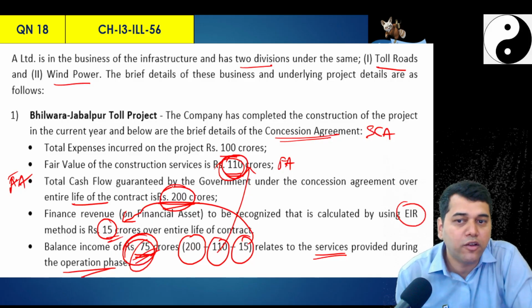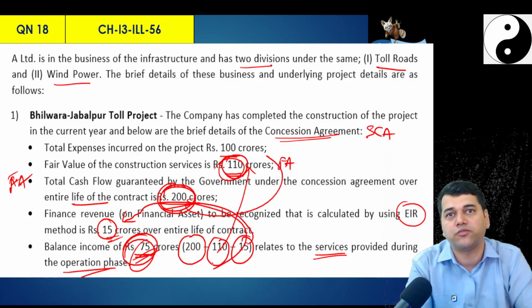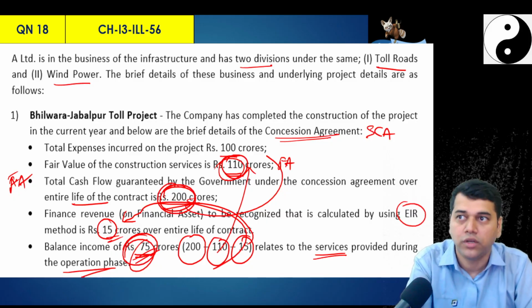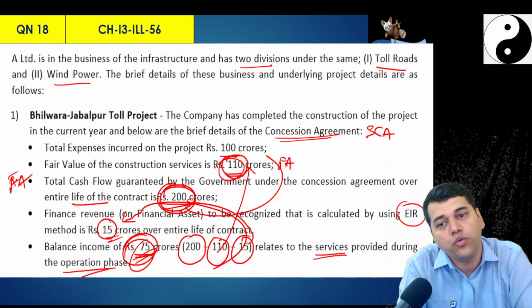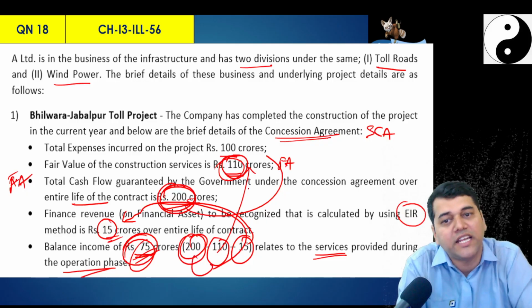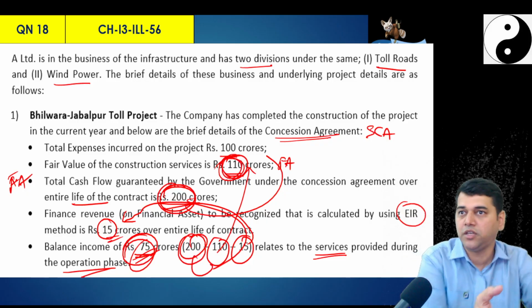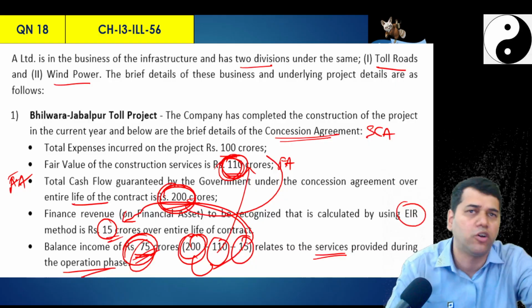Why? Because when the government offered you 200 crore, should you not bifurcate between the two types of services you are giving? Have they told you SSP here? No. If SSP was told, you would have distributed based on SSP. That's why you allocate out of 200, 110 based on the fair value of the construction. That means the moment your construction is complete, you can recognize 110 crores of revenue, or maybe over a period, God knows.